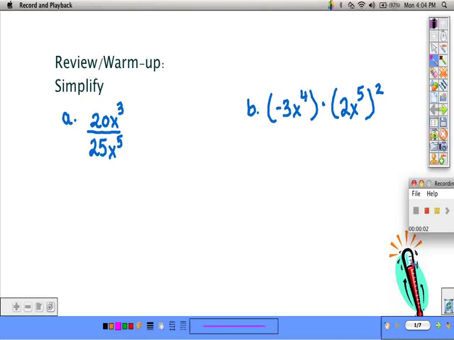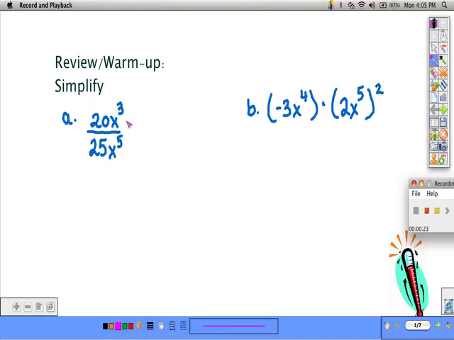As a warm-up for this, before you go any further, why don't you pause the video here and simplify these two expressions involving exponents, and then I'll talk you through and we'll see if you did it right. So go ahead and pause it now and then start it again when you're done.